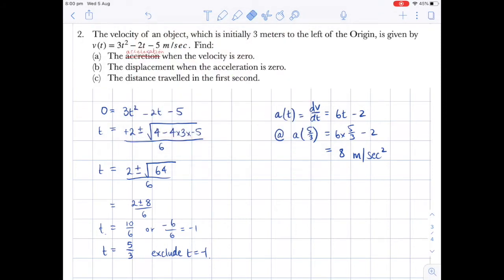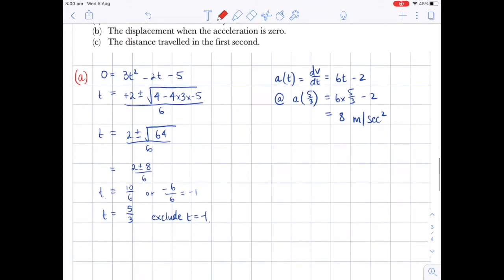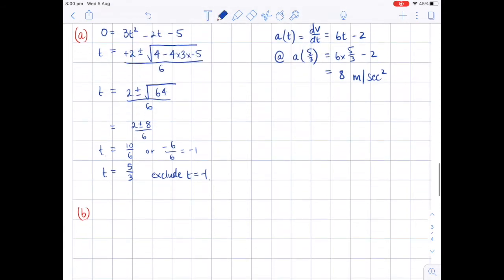In fact, this was all part of part A, so I'll put that over here. Second part of the question, the displacement when the acceleration is 0. Alright, so now I need to know when the acceleration is 0. I have an equation for the acceleration. It's equal to 6t minus 2. So if I want the acceleration to equal 0, I can solve that equation to get t equals 1/3. And I want to find the displacement.